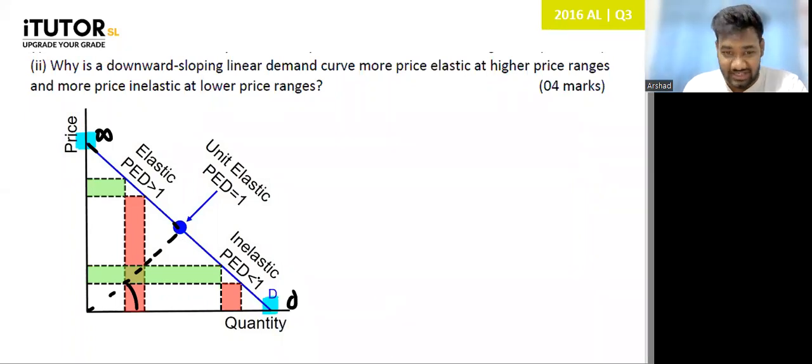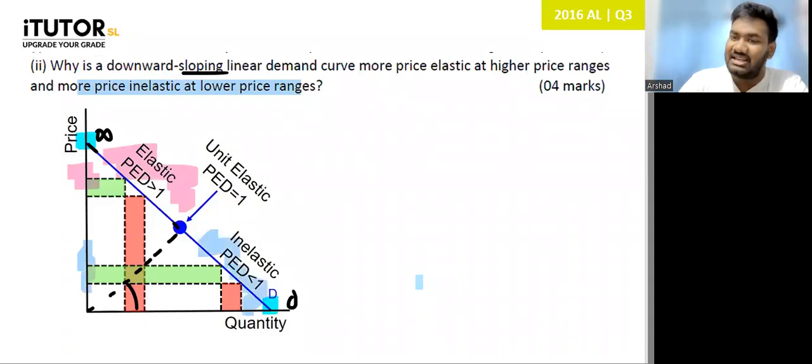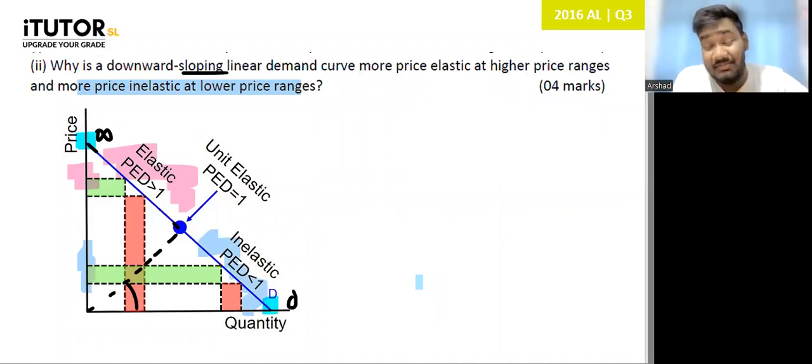So they are asking you why. They are not asking you to explain that this is like this. They are asking you why. They are asking, why is a downward sloping demand curve more elastic at high price range? See, at the higher prices, when the price is high, it is elastic, no? And they're asking, why is it more inelastic at lower price ranges, guys? They're asking why. What is the reason? Why do you think at the higher prices demand is elastic and at the lower prices demand is inelastic? What's the reason there, guys?